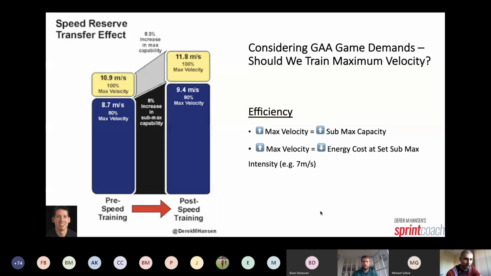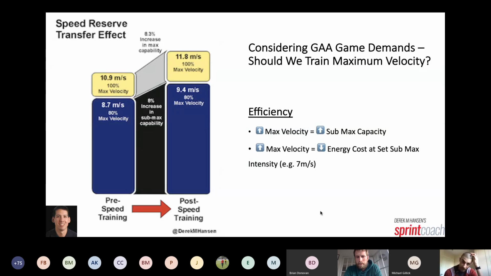But this is just an example of increasing max speed, so the maximum potential speed that a player can achieve. So in this graph on the left, we've pre-training maximum speed of 10.9 meters per second. After a post-training intervention, so it was a very successful speed intervention, we're after bumping them up to 11.8 meters per second. So there was pretty much a one meter per second increase on his speed. What that has done is it's increased his maximum speed, but it's also increased a speed that players generally are asked to run at. So that'd be 80% maximum velocity. Now his 80% max speed has gone from 8.7 meters per second up to 9.4 meters per second. So it's increased the submax capacity.